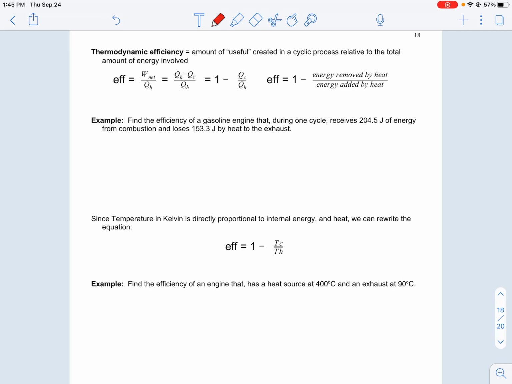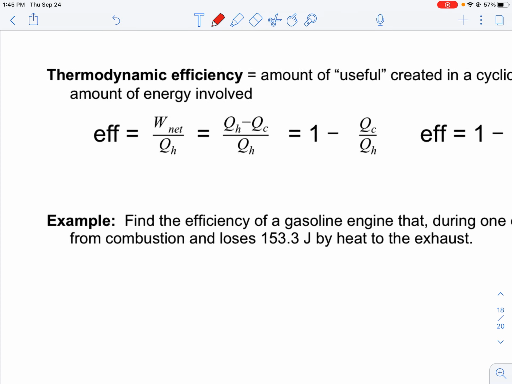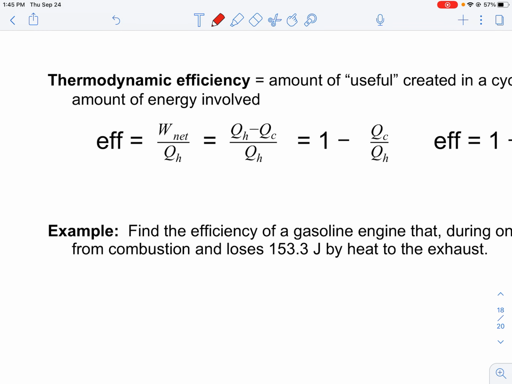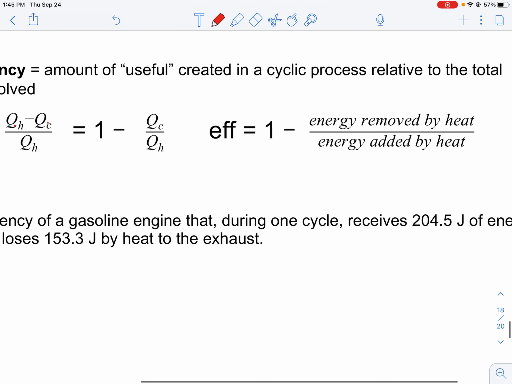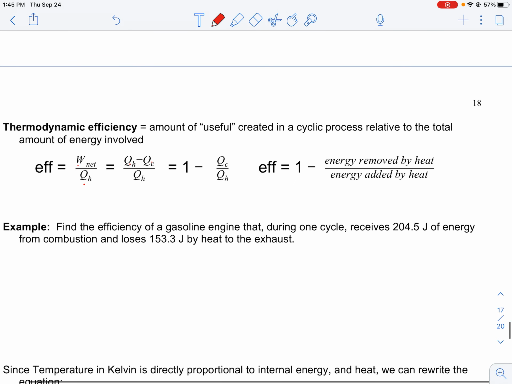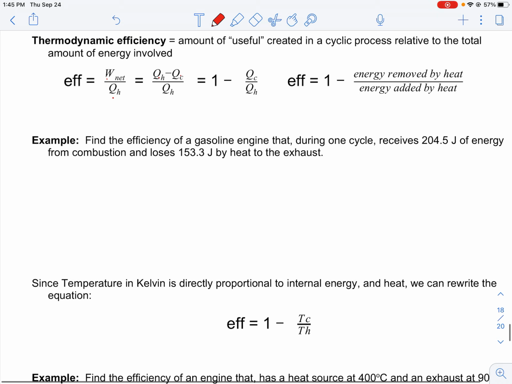Okay, what we can do is compute the efficiency of an engine by taking the net work over the heat that we put in. Remember that the net work is the heat we put in minus the heat we get out. And if we rearrange this equation, we get 1 minus QC over QH. That's how we can compute the efficiency. So let's try an example problem.